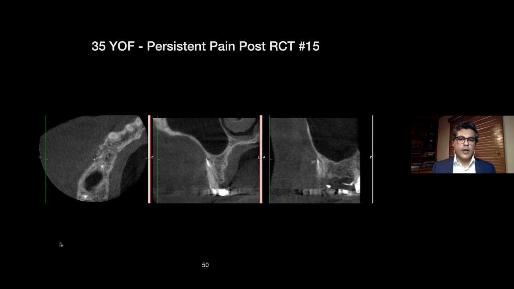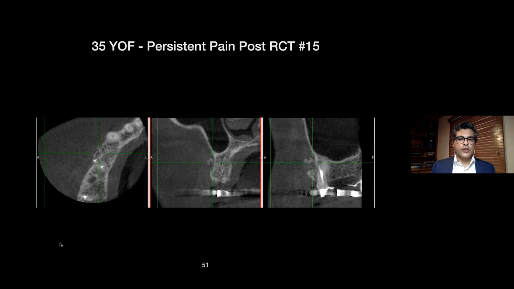So the next slide is again of the same patient at a different level. That showed that this patient had a buccal bone graft placed for implant placement in the number 14 area, and it was that buccal bone graft which got infected, and that was causing pain. It was not the root canal treatment that was done. It was actually the bone graft which got infected and was causing pain.